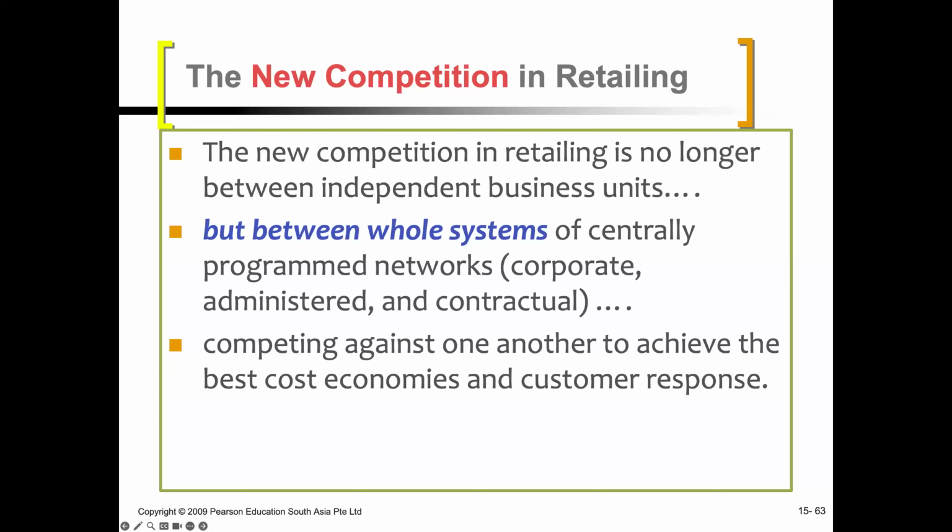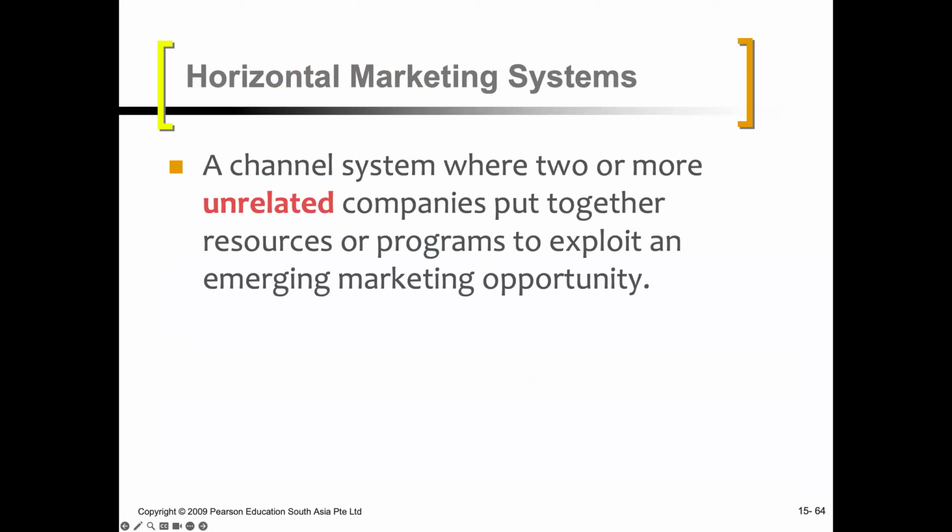So we have vertical, right? And we have horizontal. So we have a horizontal marketing system, which is a channel system where two or more unrelated companies put together resources or programs to exploit an emerging market opportunity.